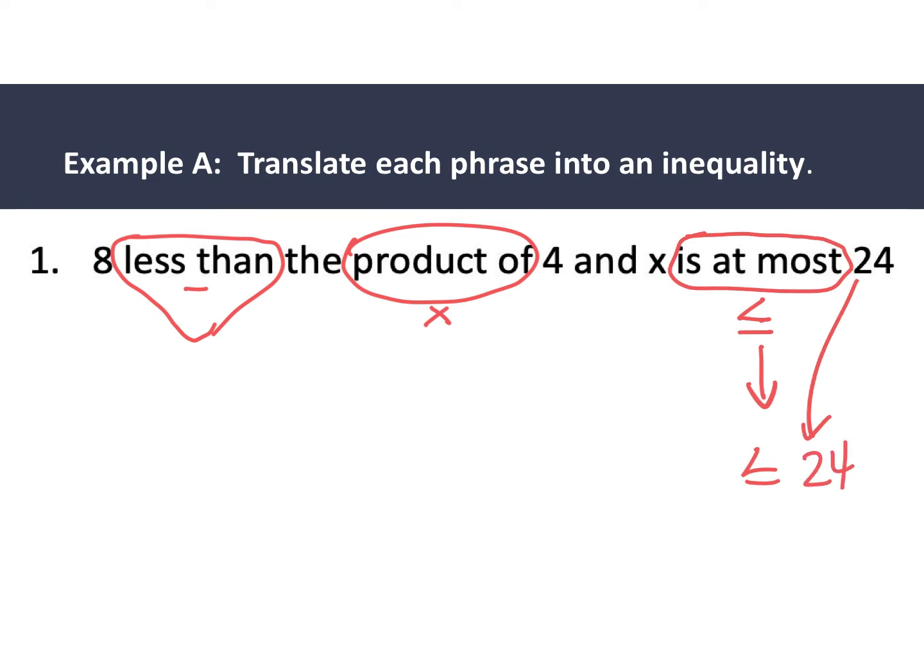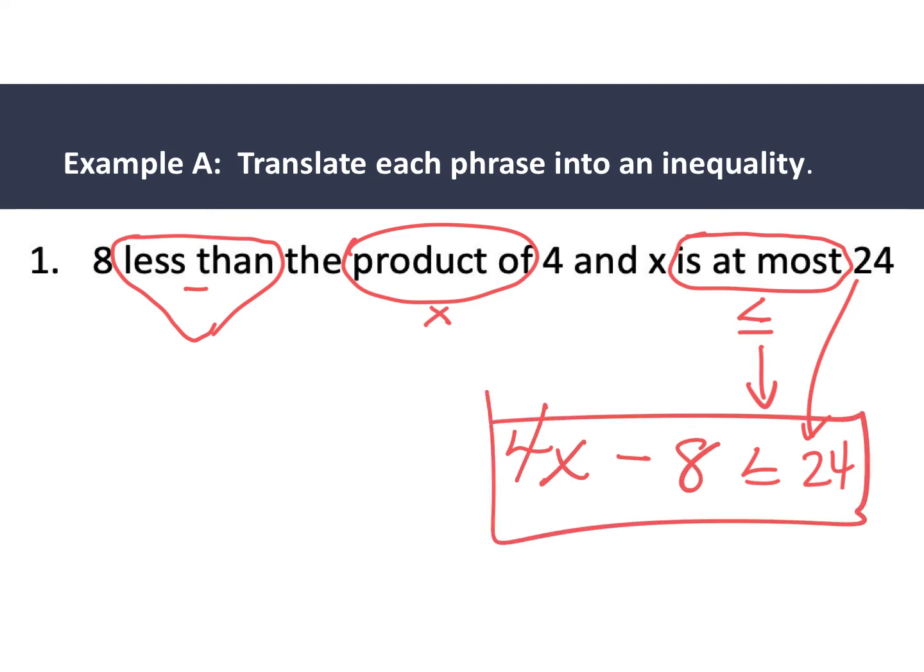When I have two key phrases over here, I usually handle this second one first. Product of 4 and x is best written as 4x, and then it's minus 8. Here we go. Easy enough.